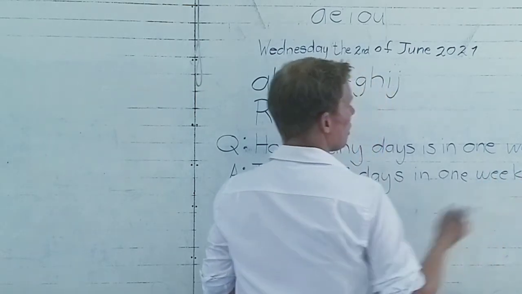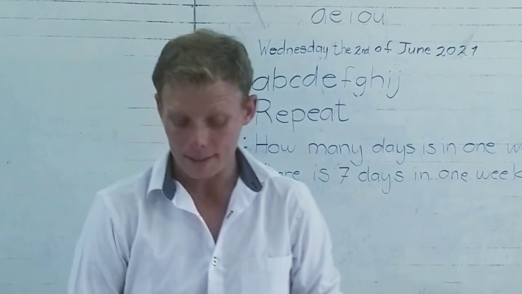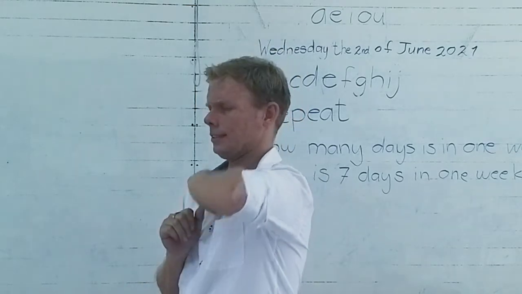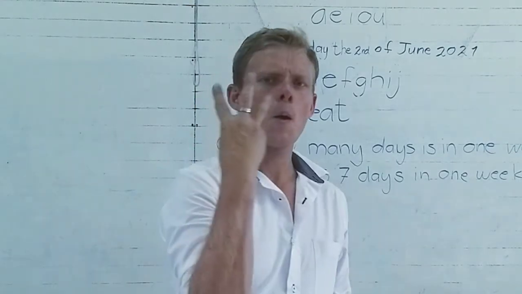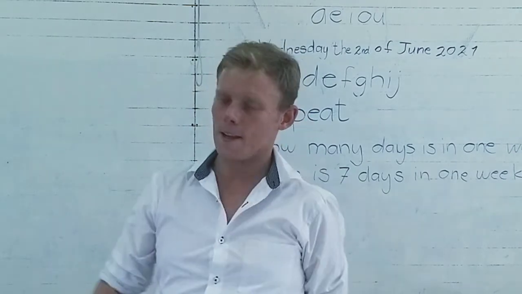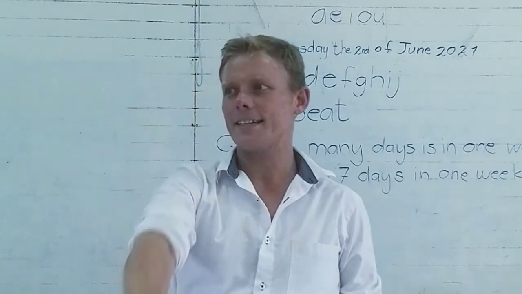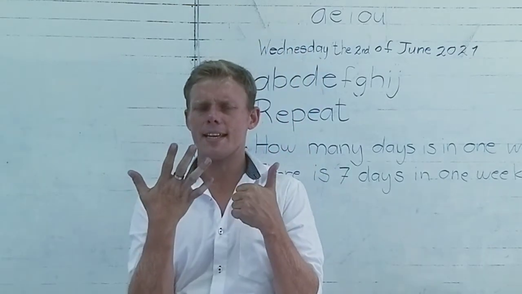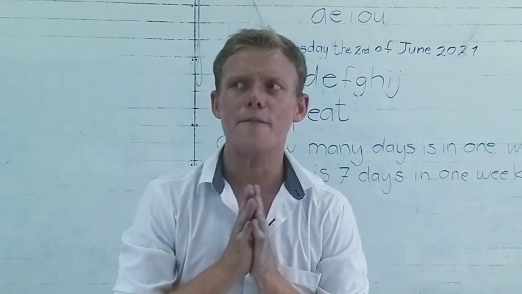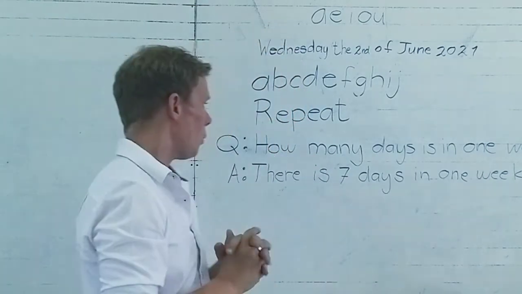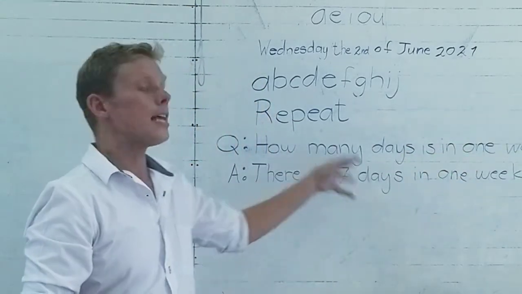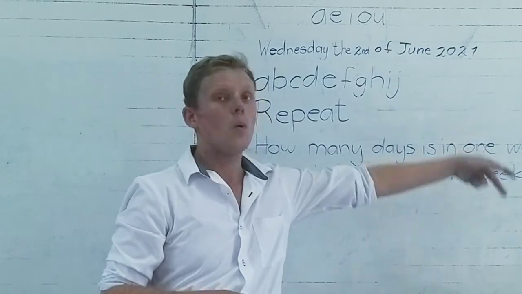Can you name the 7 days? Number one, Monday, Tuesday, Wednesday, Thursday, Friday, Saturday, and Sunday. 7 days in 1 week. How many days is in 1 week? There is 7 days in 1 week.